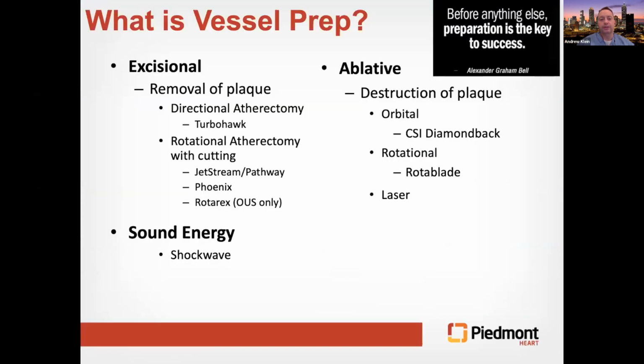Well, it really comes in three forms, either excisional atherectomy, that's removal of plaque. You're going to remove stuff to get either a stent in or expansion. You're going to ablate maybe lipids in this case, or ablate calcium, and that's orbital atherectomy, rotational, maybe laser. And then of course there's vessel prep with sound energy with Shockwave. Let's see if there's data out there.